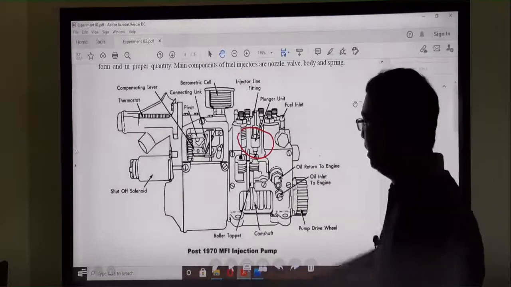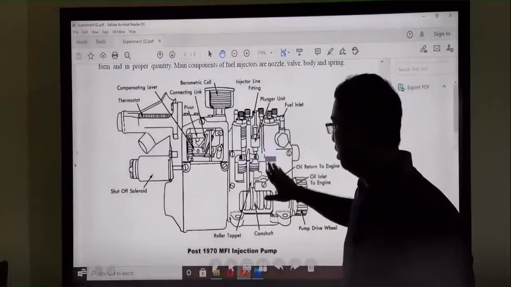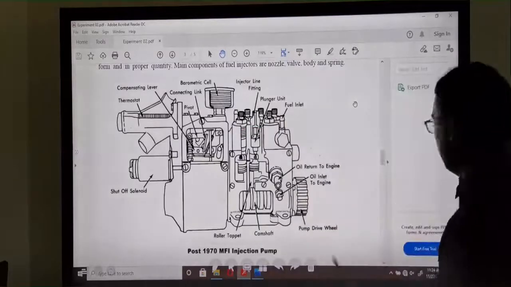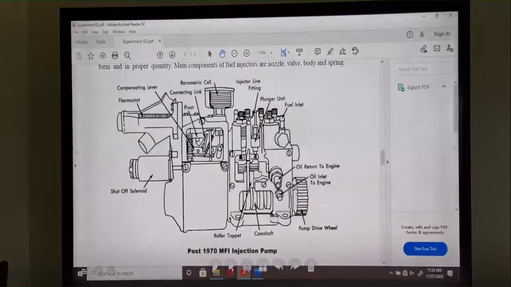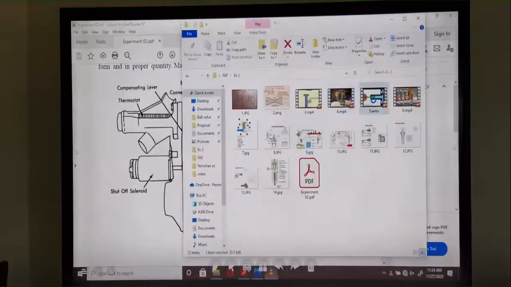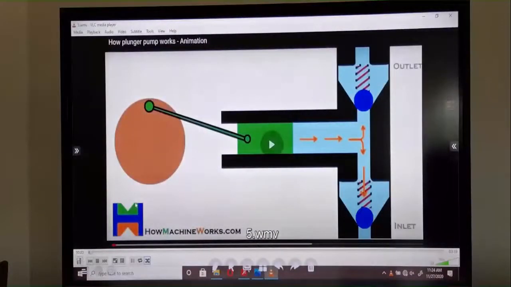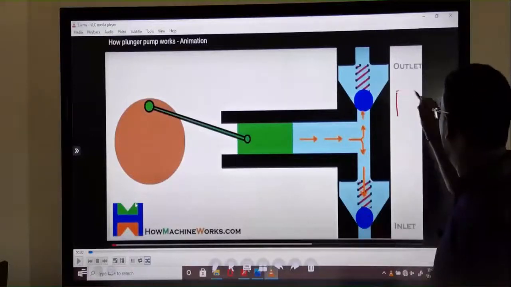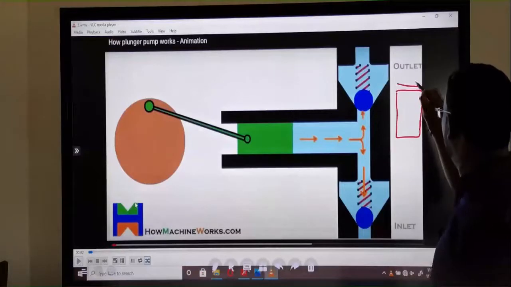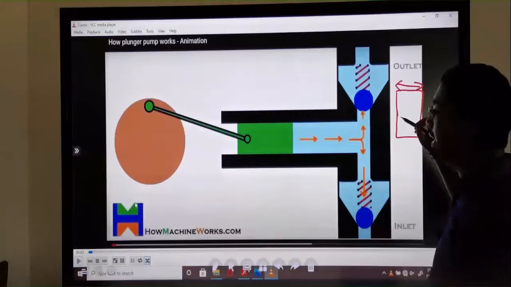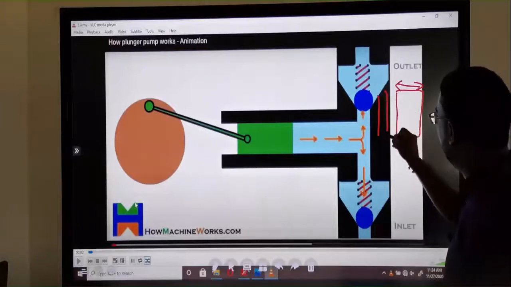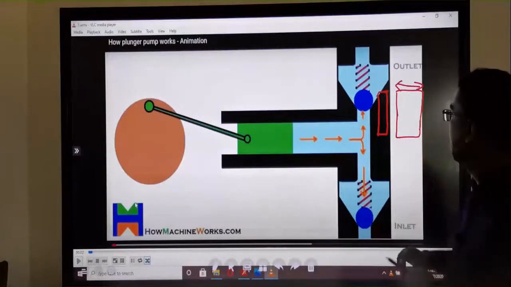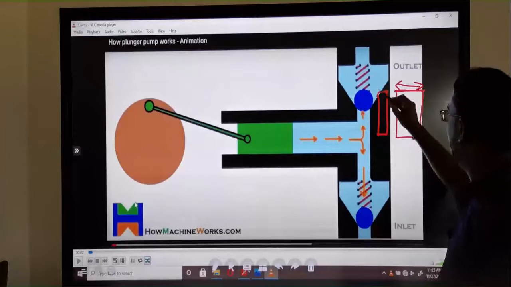I think it is better to explain with the video. First, what is the function, and what is a plunger? Because this works with that plunger. What is the difference between the plunger and piston? Normally the piston's width is higher than the plunger. The plunger is very slim. Both are the same, but the appearance is different. The piston is wide, but the plunger is very slim.